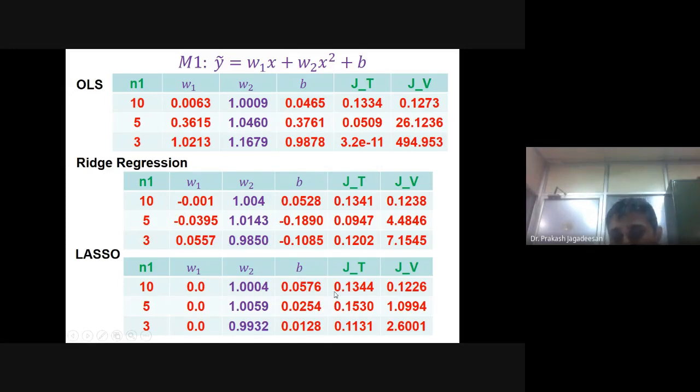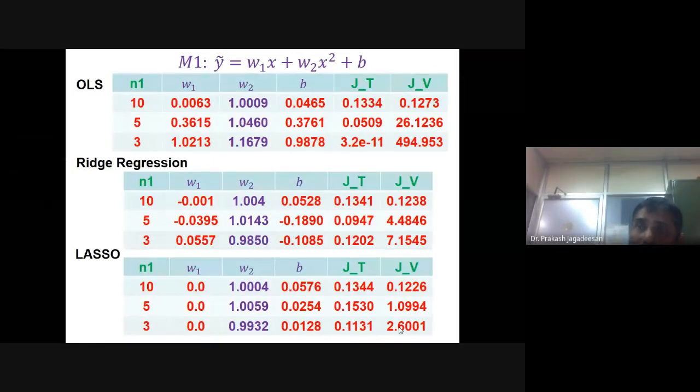And in the case of Lasso, if I use 10 observations, more or less the same thing, the validation error and testing error are almost the same. But if I reduce the number of observations and use only 5, you can see here, the error is relatively not that high compared to ridge regression and OLS. And if I reduce the observations further, of course, the testing error and validation error increase, but relative to the previous techniques, ridge regression and OLS, Lasso is performing better.